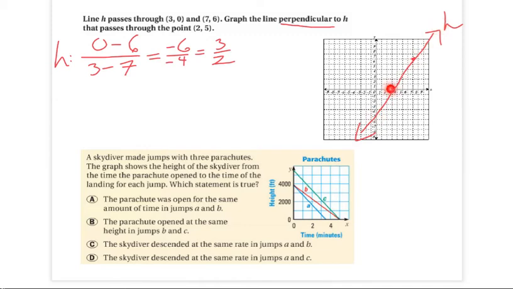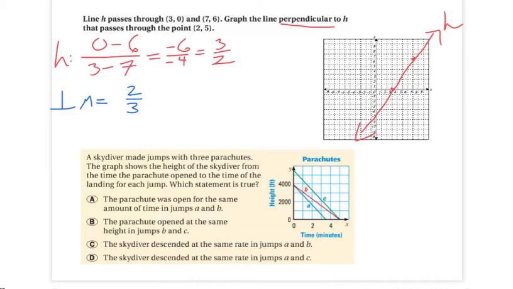So if you remember, for perpendicular, we need to make sure that if we multiply the slopes together, it will equal a negative 1. So that means that they need to be reciprocals, so it would have to be 2 over 3. And the sign needs to be different. So since my red line is positive, my perpendicular line will have to be negative.